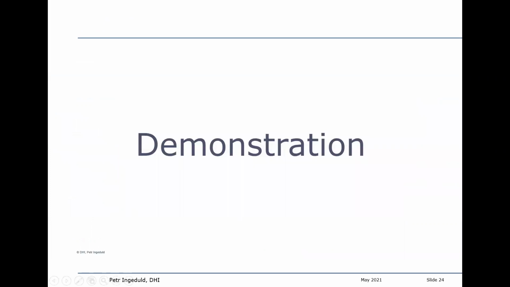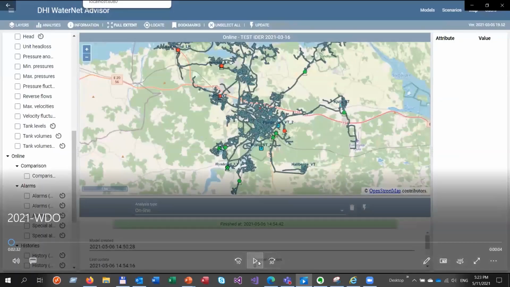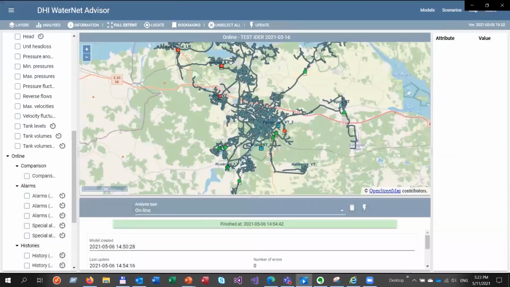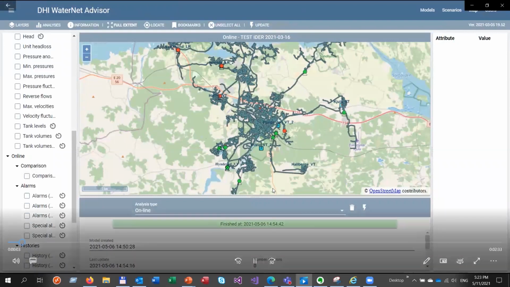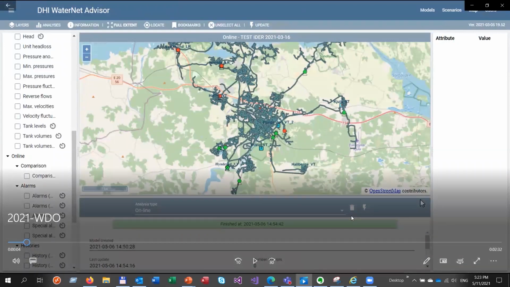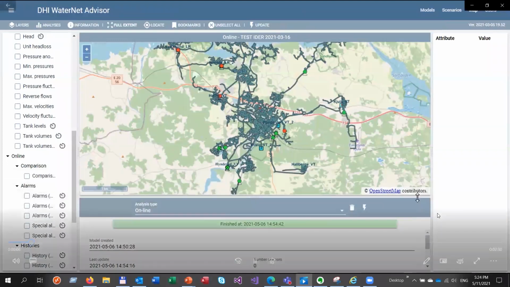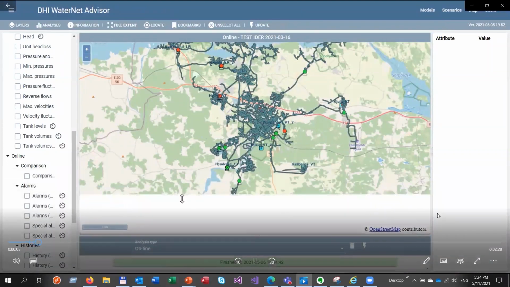Now I will play a little video. It's a short video which will illustrate how the system works, how the interface works. So here we have the hydraulic model, and when I recorded this video, I updated the model. So whenever you connect to the system, you would have the actual date and time when the model was updated for the last time based on telemetry.